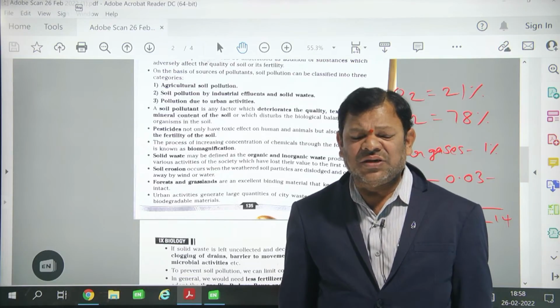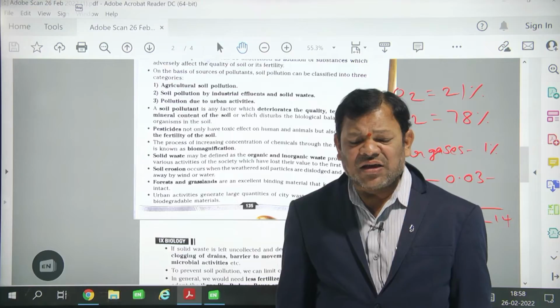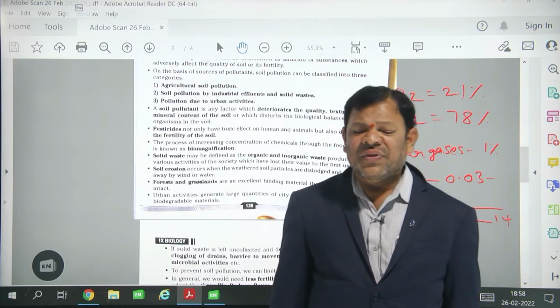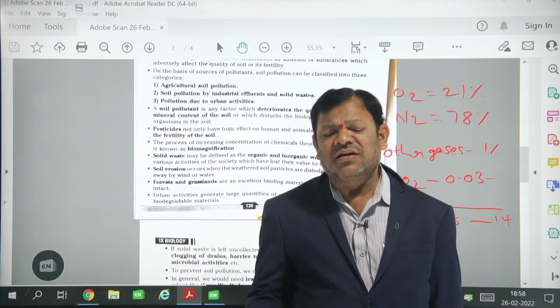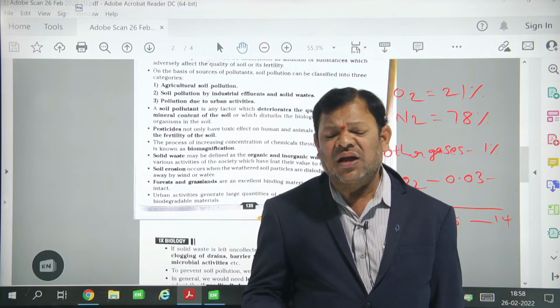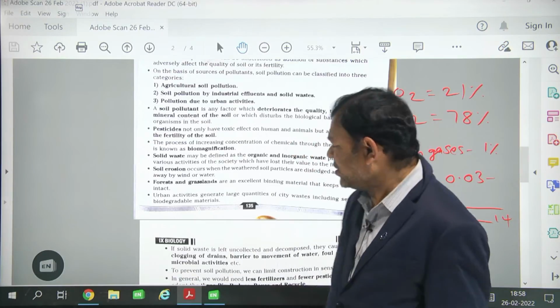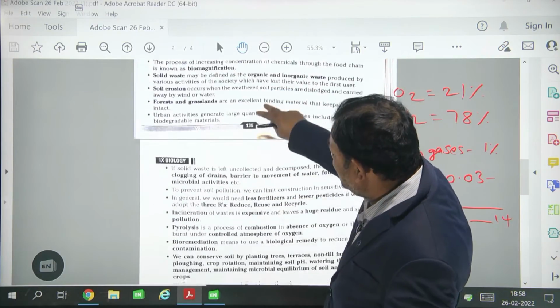Nowadays we are using plastic, polythene, and covers. These things are not dissolved in the soil, so that is increasing soil pollution.